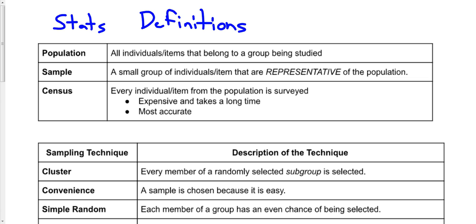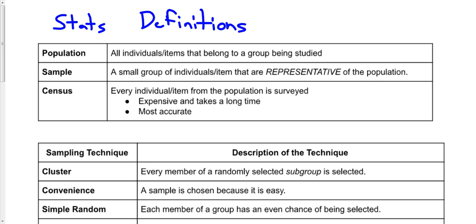So the next thing that we'll take a look at are just some basic statistical definitions. Some of these will pop up in your multiple choice questions or even some of your short answer questions. But when we looked at the stats unit, we talked about a bunch of the definitions that go along with stats. So I just want to quickly review some of them.